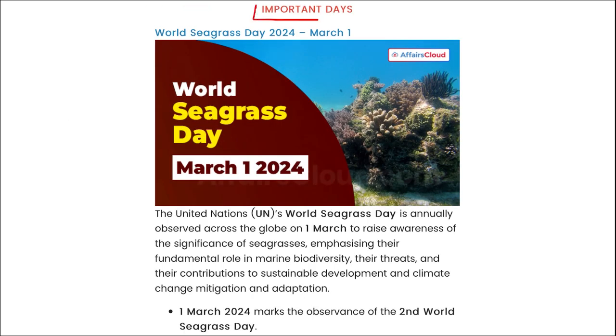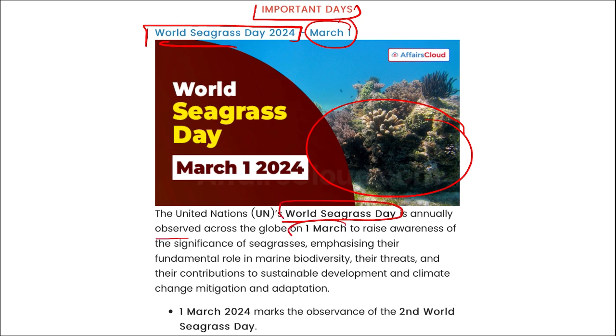Next is important days. World Seagrass Day. It is observed on 1st of March, and this is the seagrass. This is what you find on the ground of the ocean. World Seagrass Day is observed on 1st of March to raise awareness of the significance of seagrass, emphasizing their fundamental role in marine biodiversity, their threats and contribution to sustainable development, as they play a major role in maintaining the ecosystem in water bodies.